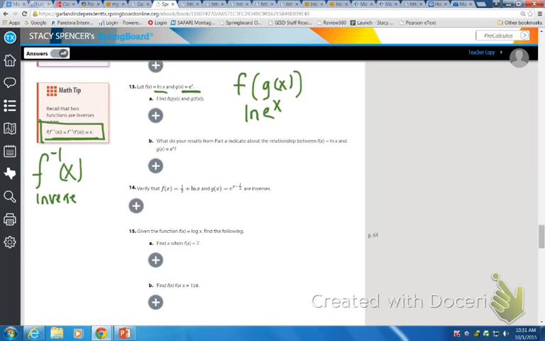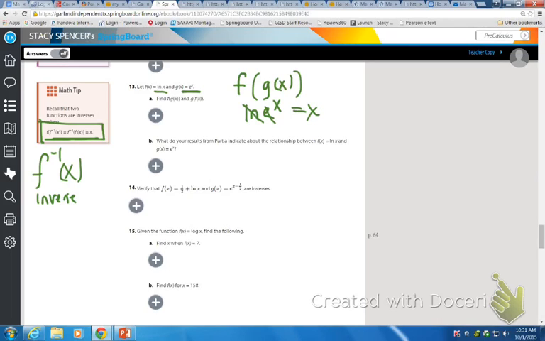We've already worked with this. What is going to happen when I have the natural log of e to the x? They're inverses, so they're going to cancel, right? What am I going to have left? X. I'm going to have x left. So we're halfway there. Now we've got to reverse it.